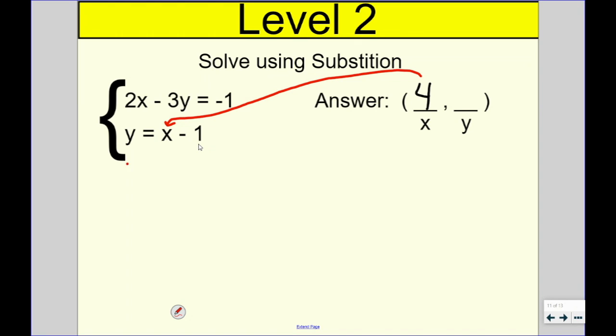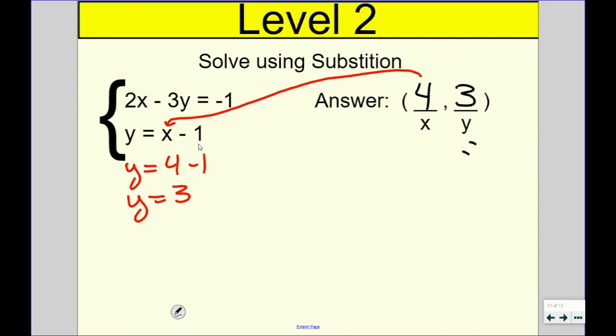And I'm going to write our y equals, instead of x, we figured out that x is 4, minus 1. So y is equal to 4 minus 1, which is 3. Oh, that one was much simpler. So our y is 3. So when our x is 4, our y is 3.